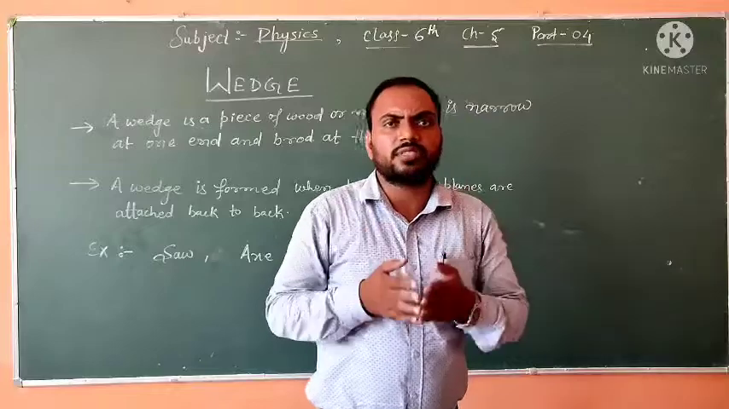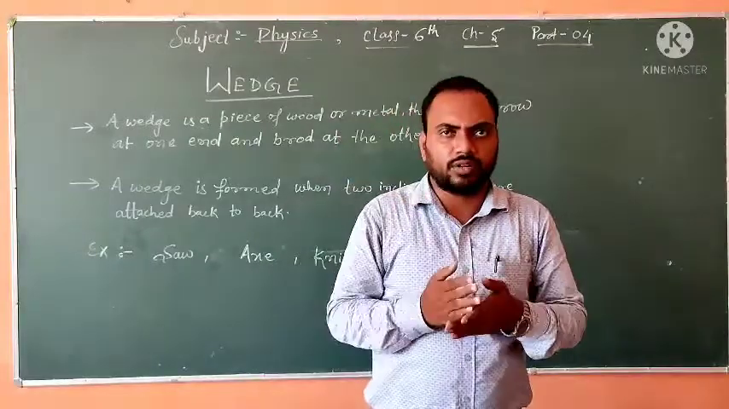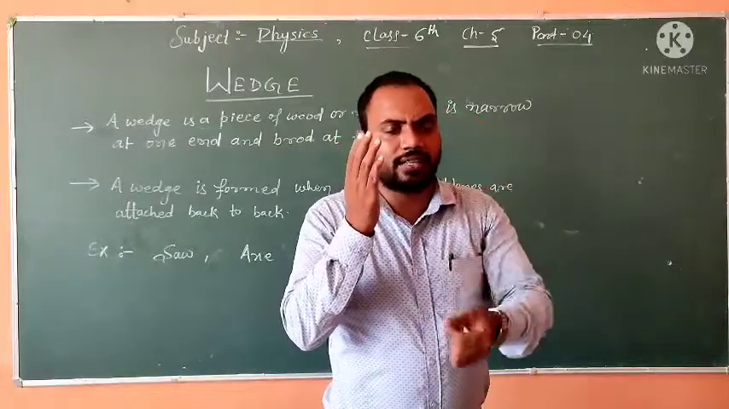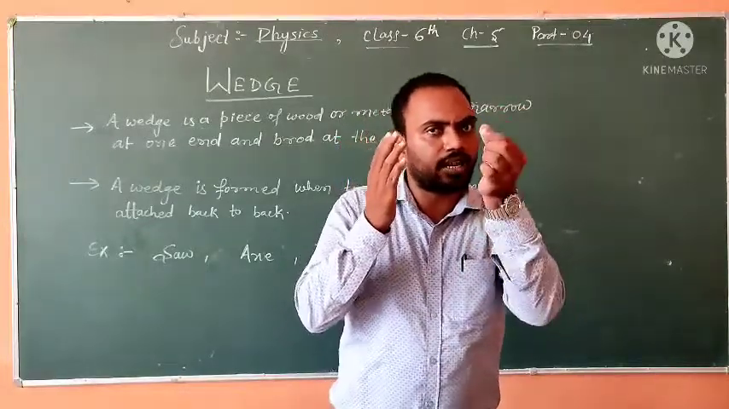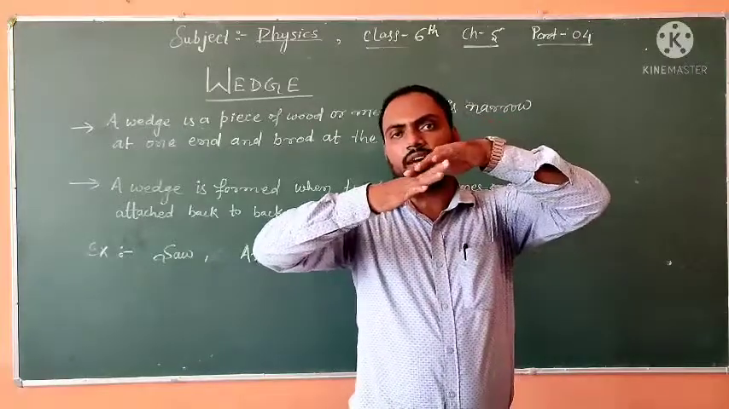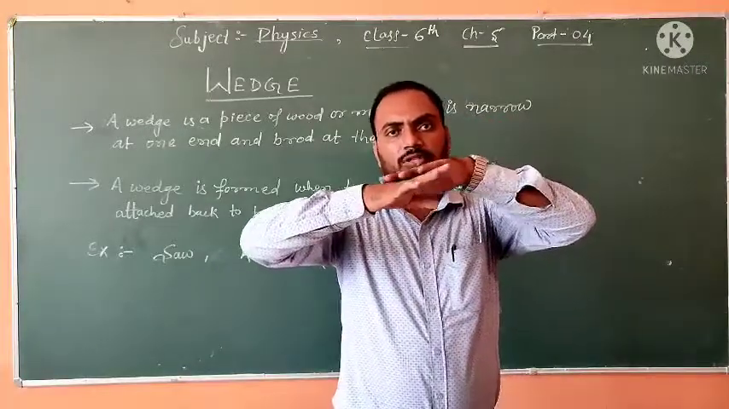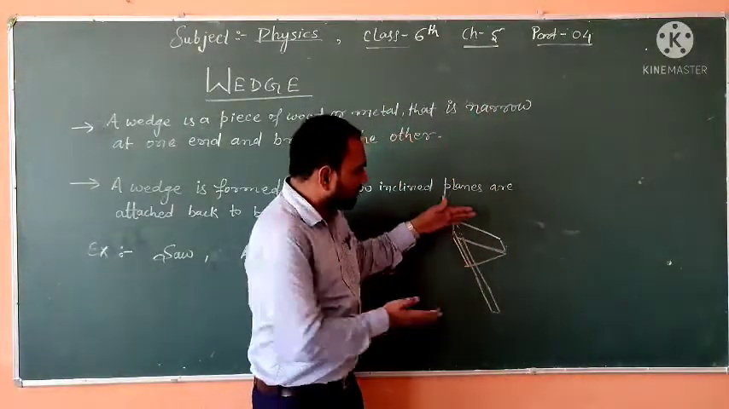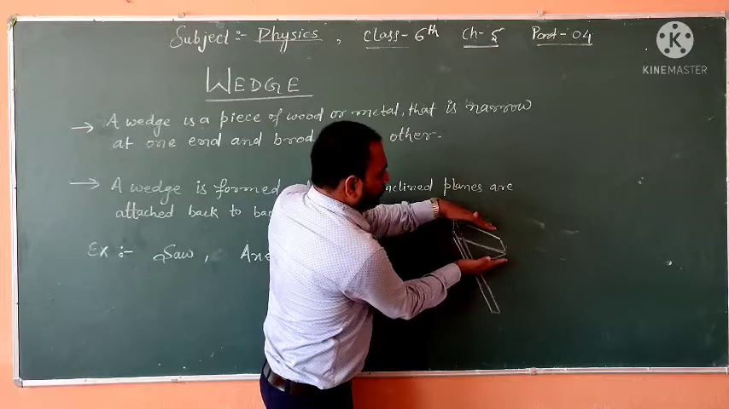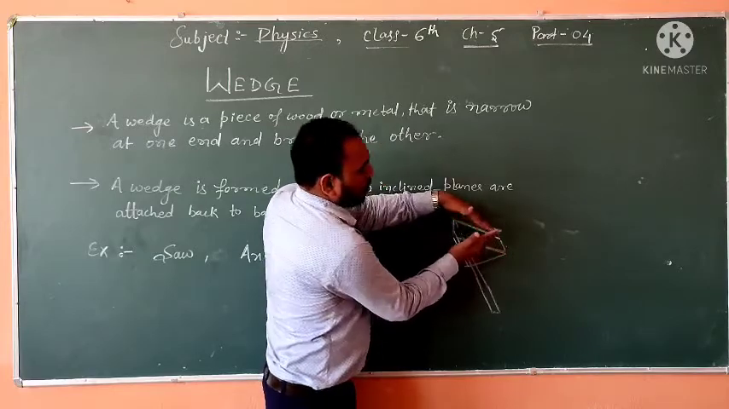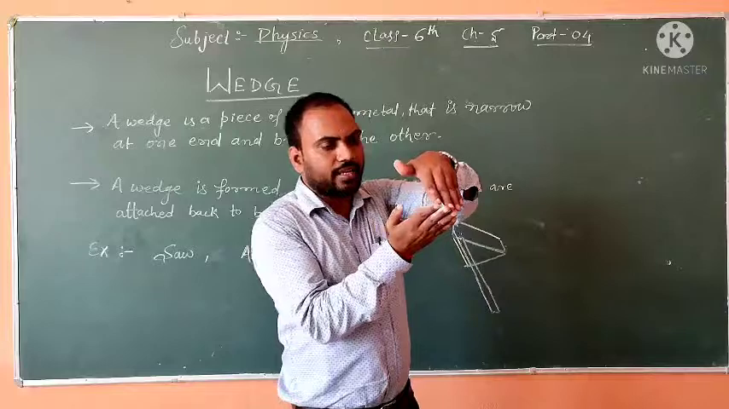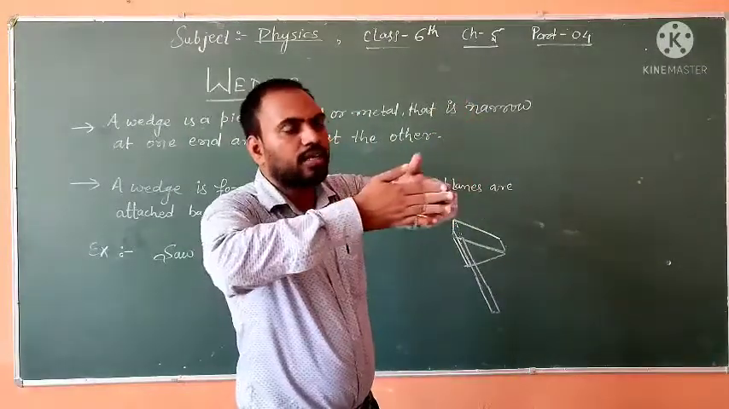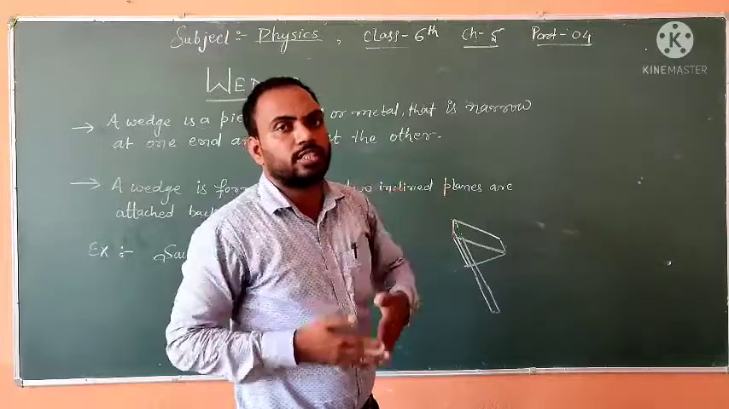You might have seen an axe, a kulhari. In an axe, you will find that somewhere there is a sharp edge that is narrow, and somewhere it is a flat surface that is a broader area. So I have tried to make a picture for you like this. When two inclined planes are put together side by side, they form a wedge.